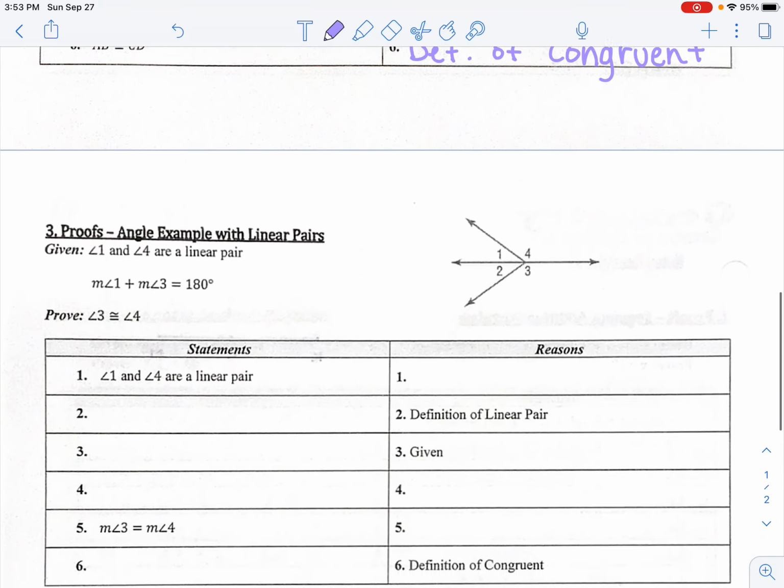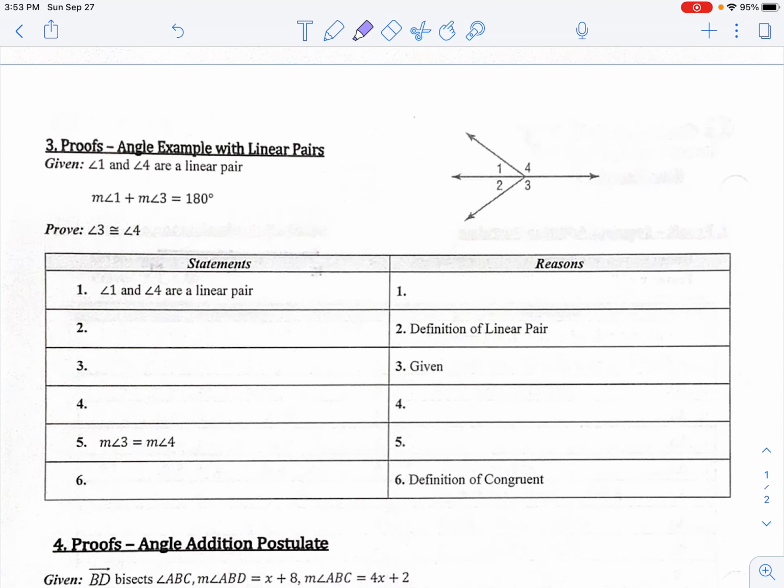Sorry, guys. All right, up here we're going to do an example with linear pairs. Remember, a linear pair are 2 angles that are adjacent, aka next to, and that equal 180. All right, they're supplementary. So we are given that angle 1 and angle 4 are a linear pair.